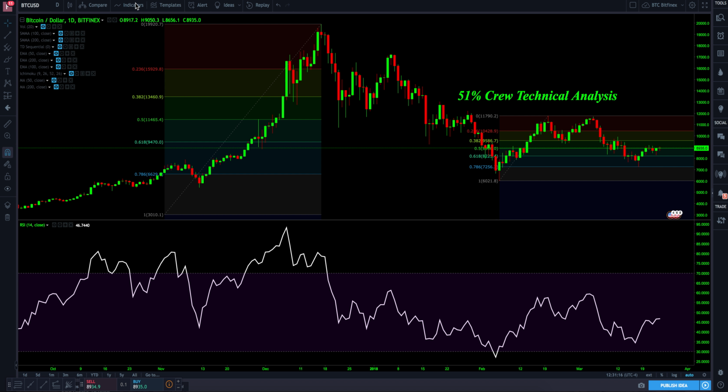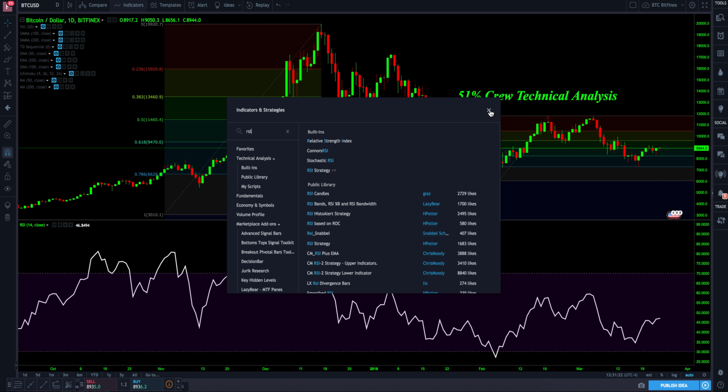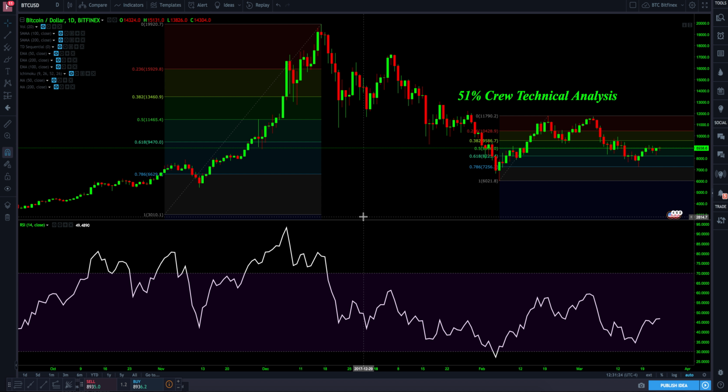Basically, the indicator is found up here. If you don't know what it is, indicator, RSI, Relative Strength Index. And we use this to find overbought and oversold conditions in the market. When this indicator is above 70, it is considered overbought, and below 30 is oversold.